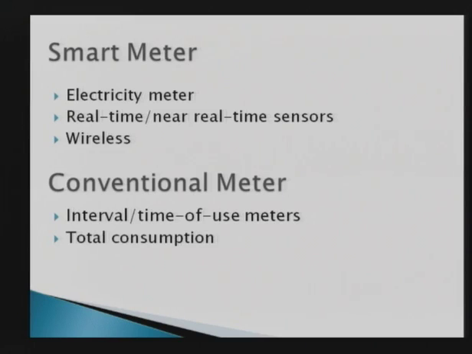And in contrast, we also listed the conventional meter here. The conventional meter, we also call it interval meter or time of use meter, because it can just record the total consumption for some period of time. And another feature of the smart meter is that it can transmit the data using the wireless network, and that's the difference between the smart meter and the conventional meters.